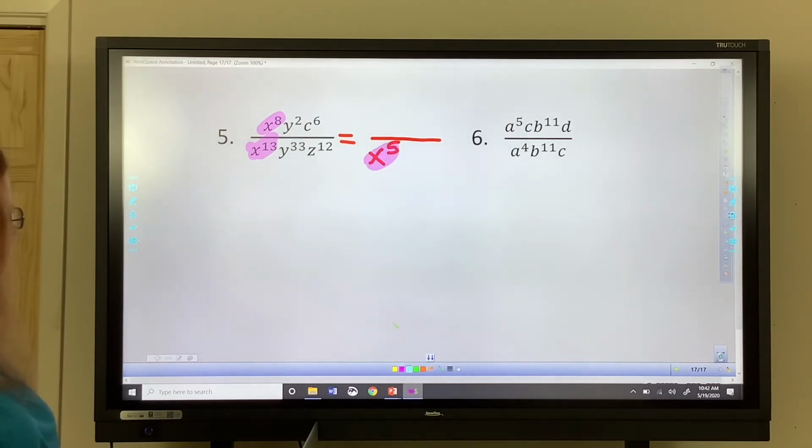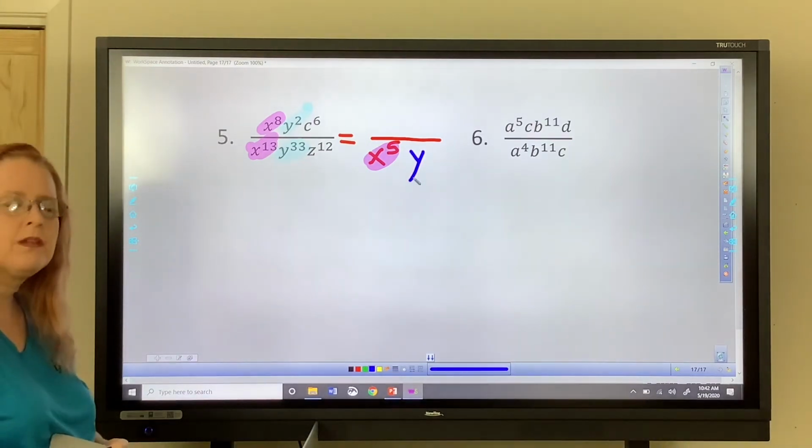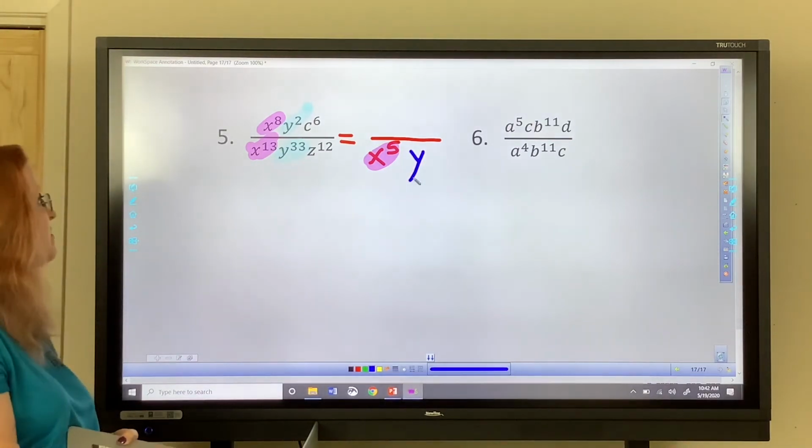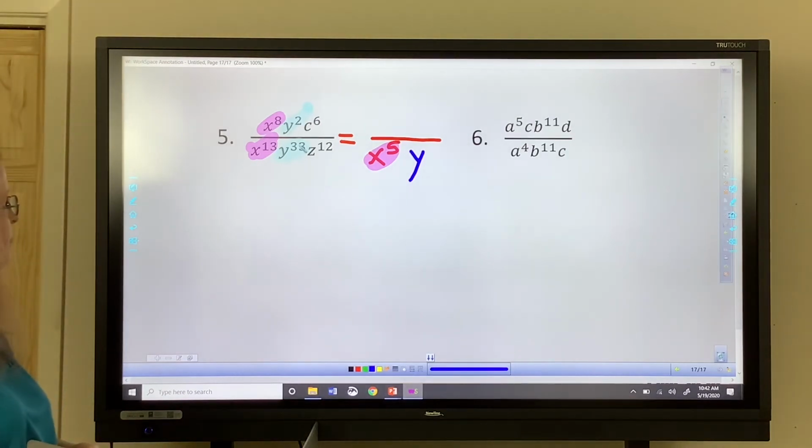Okay. Then I'm looking at the y's. So I have y squared over y to the 33rd. And so let's put the y's here. Why did I put it on the bottom? Because 33 is bigger than 2. So 33 minus 2 is 31.